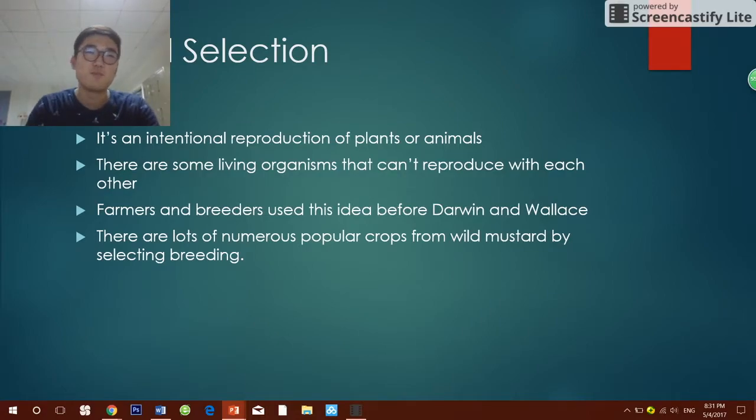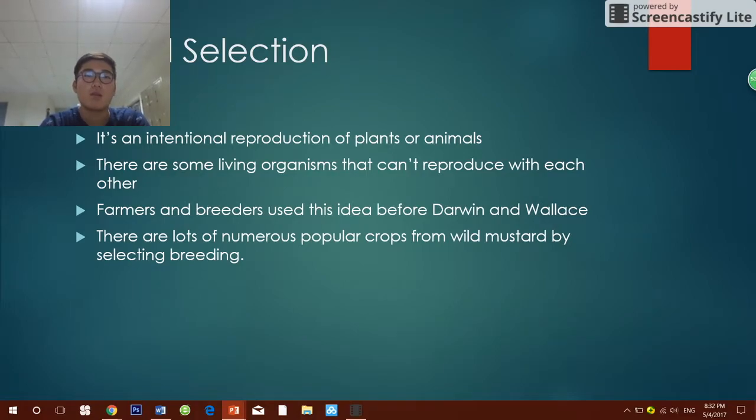Artificial selection. The artificial selection is an intentional reproduction of plants or animals that have desirable traits. Farmers and breeders used this method long before Darwin and Wallace. This only allowed the plants and animals with desirable characteristics to reproduce. It caused the evolution of farm stock. It's called artificial selection because people select the organisms and get them to reproduce.